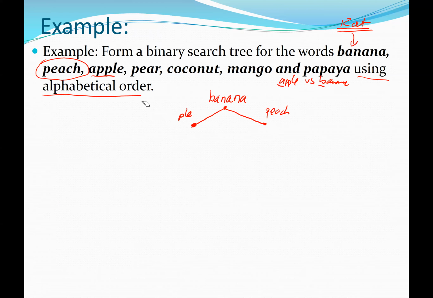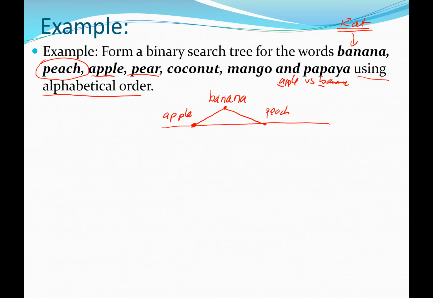So notice that apple and peach should now be on the same level, right? Because you compare to the root, and one is bigger than the root, and one is smaller than the root. So they are the first children of the root. So they are on the same level. Okay. Next one we have pear.